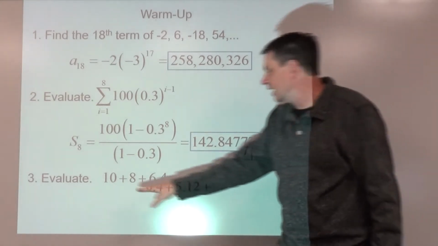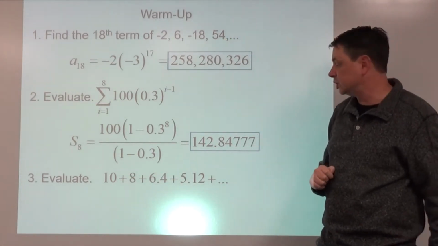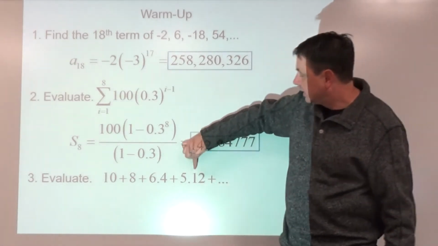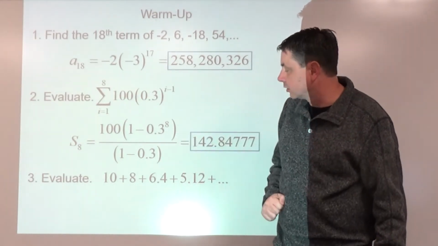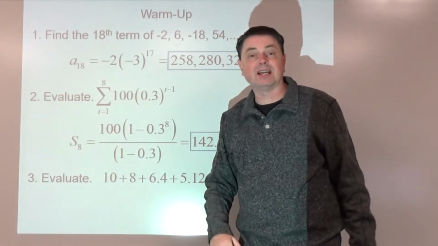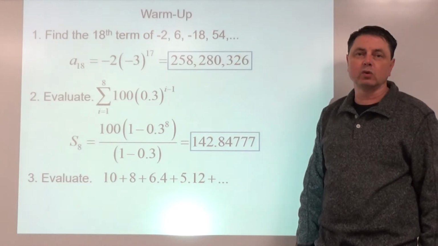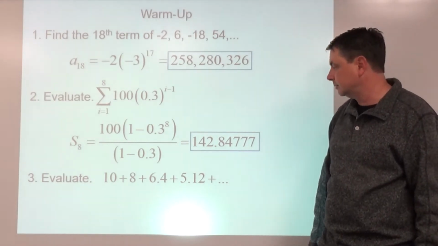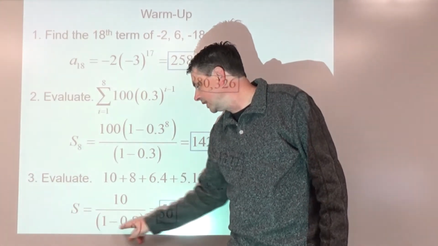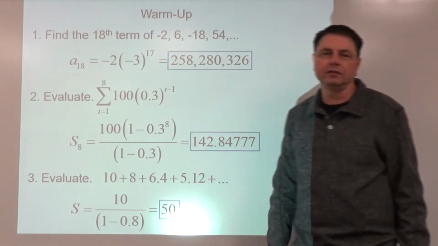And lastly, evaluate the infinite sum. The only way we can do it is if it's geometric. So explore, does it have a common ratio? Is the fourth term divided by the third term the same as the third divided by the second, the same as 8 divided by 10? I think it is. And 0.8 for a common ratio does qualify for an infinite geometric sum. So 10 divided by 1 minus the common ratio of 0.8, and we get a sum of 50.